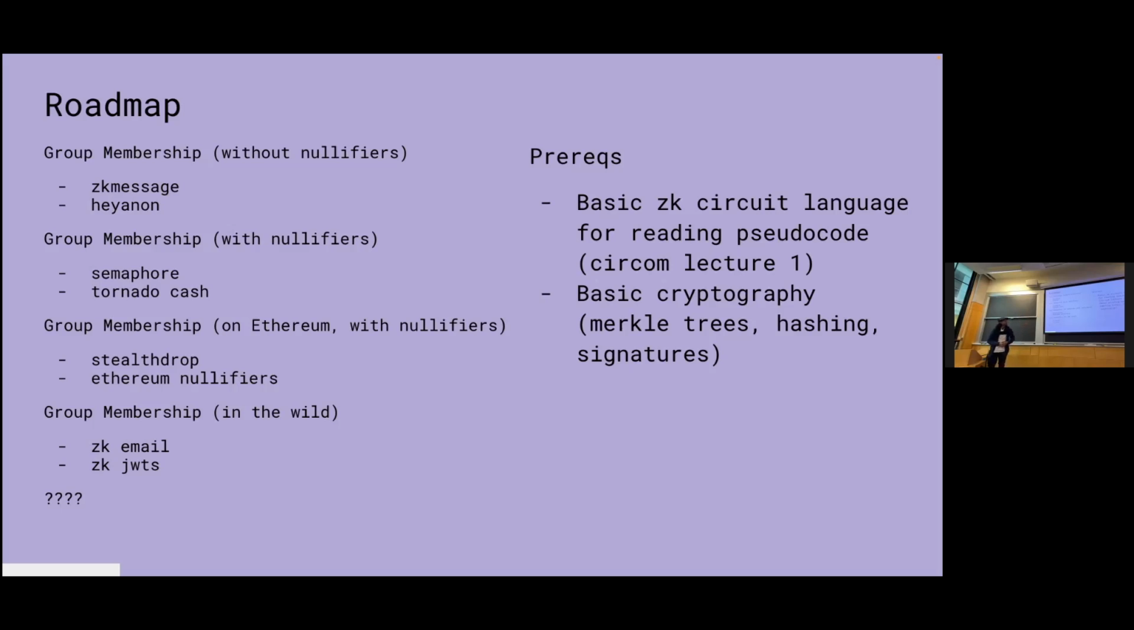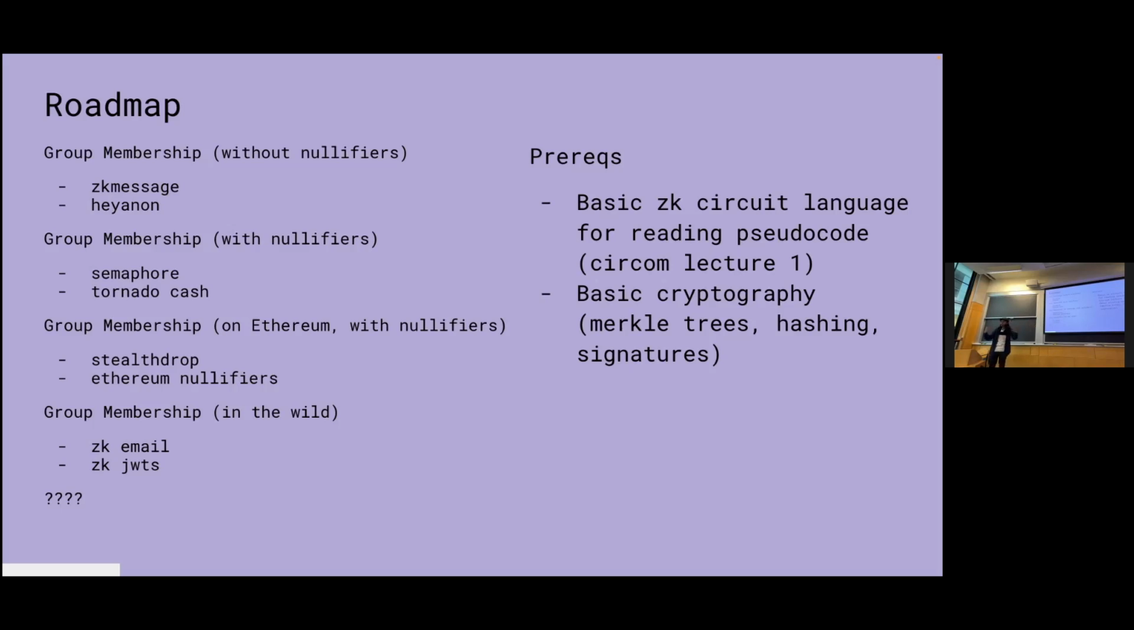And so to understand this, you actually don't need much of the super theoretical buildup from the last week or two. We only need basic circuit comprehension. So if you came to Circom Lecture 1, you'll understand that. If you didn't, I'll also go over briefly the relevant parts. And basic cryptography, so Merkle trees, hashing, and signatures.